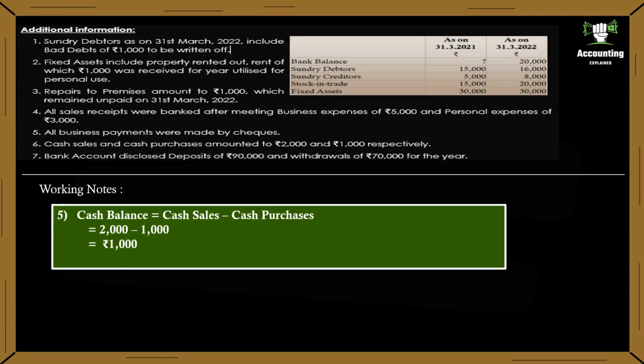In the 6th point, they have given you cash sales and cash purchases, right? Cash sales and cash purchases of 2,000 and 1,000. From there, we have to find out the cash balance. Your cash balance will be cash sales minus cash purchases. That is 2,000 minus 1,000 is 1,000.